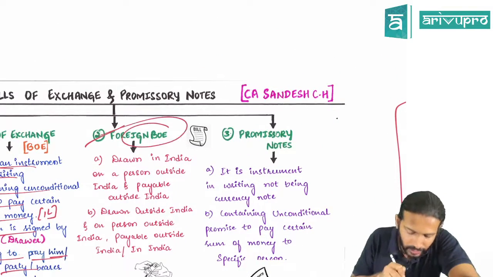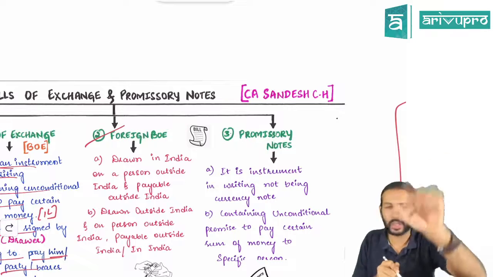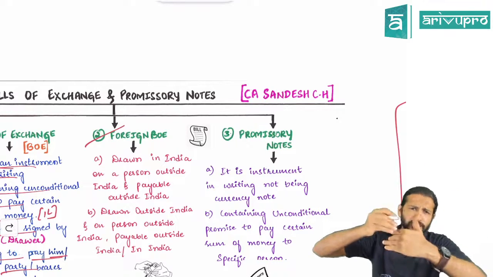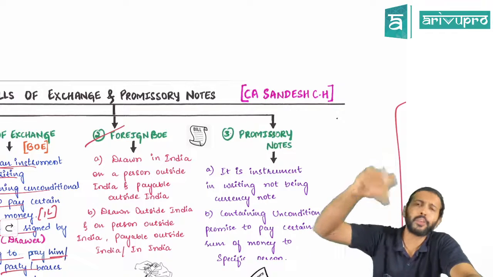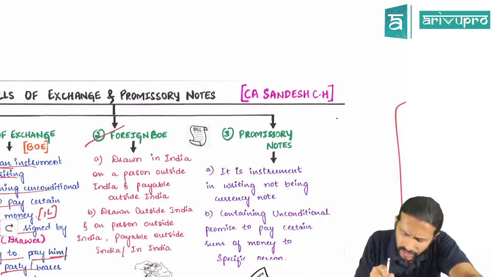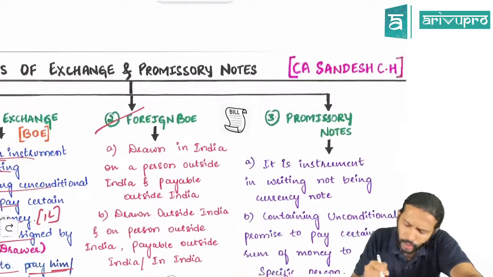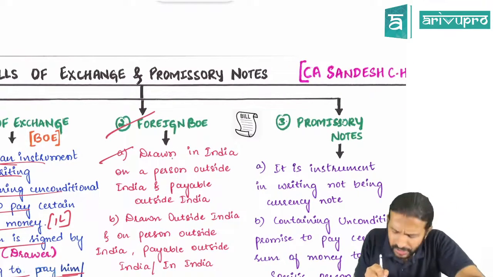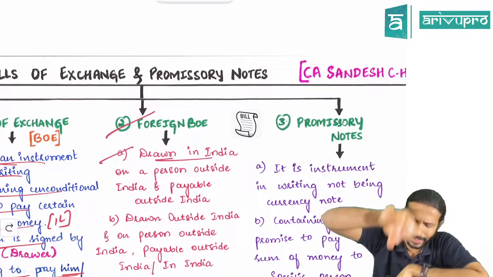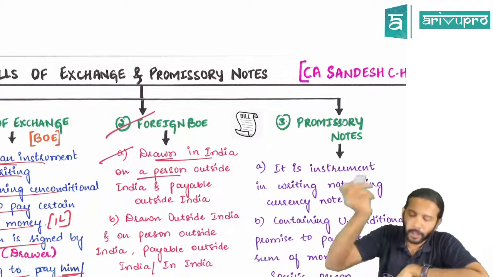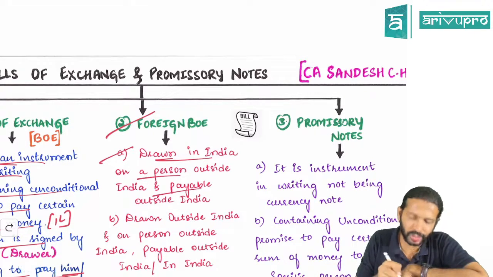Next is foreign bill of exchange. Bill of exchange, I'm calling it BOE. The same process: if you do it in India, we just call it bill of exchange. If you are doing it in another country, we call it foreign bill of exchange. Foreign bill of exchange means that bill which is drawn in India, drawn meaning made in India, but on a person outside India and payable outside India.